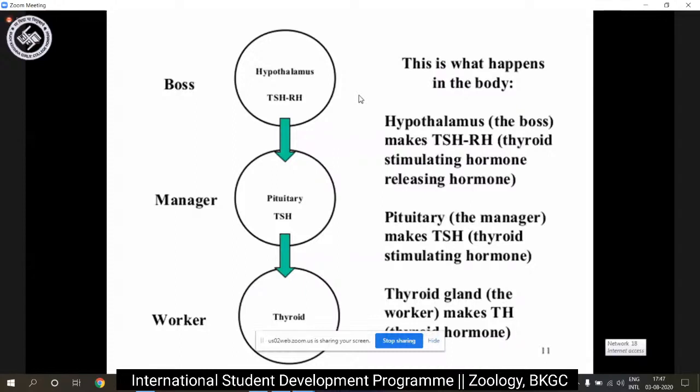Obviously, if some target cell has more spare receptors, it is better able to respond to the hormone than a target which doesn't have any spare receptor. We can take a simple example in this respect. Say one target has 10 receptors, and in order to elicit the functional activity, the hormone should bind with all 10 receptors.